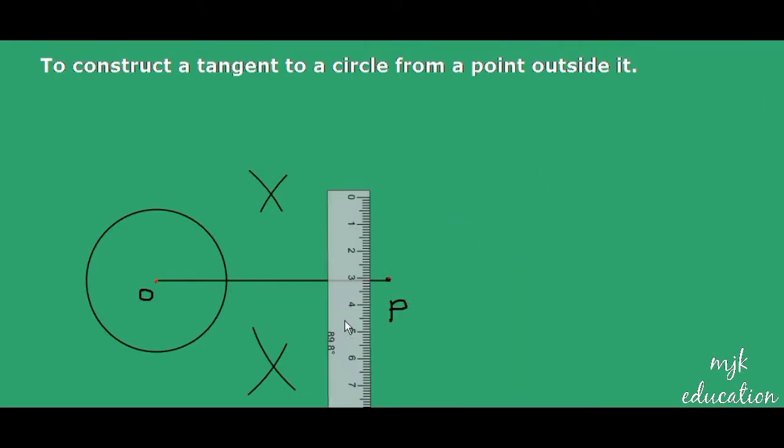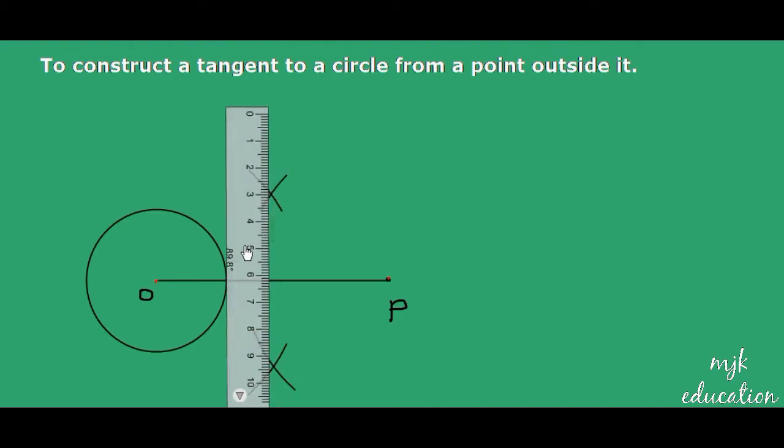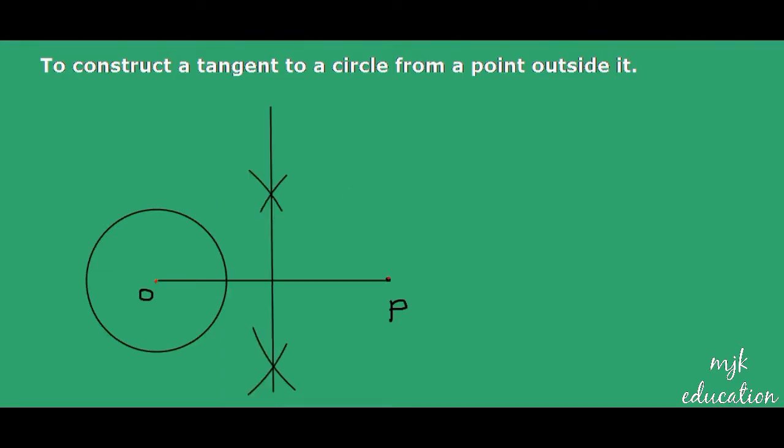Now I will take the ruler and join these two arcs so that it will intersect OP and it will be the perpendicular bisector. Let me join it and be a little accurate. Here I have taken the pencil and am just joining it. So this is the perpendicular bisector of OP, and this is the midpoint. This is point Q, where both lines have intersected.